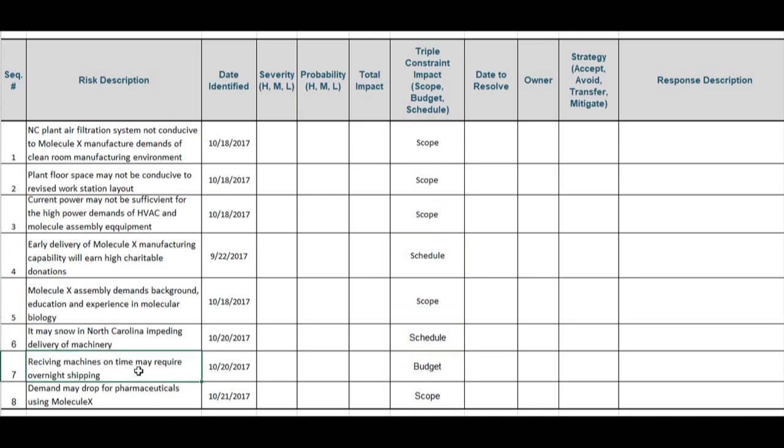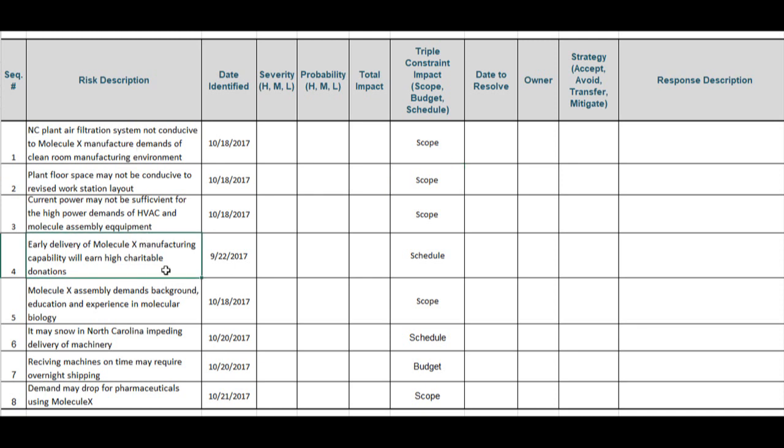So receiving machines on time may require overnight shipping, here my 7th risk. That clearly affects budget because we're overnight shipping. The floor space may not be conducive. That clearly affects scope. In coming modules, we're going to look at severity, probability, and impact, which is going to have an effect on our sequence, which are the most important risks that demand a response.